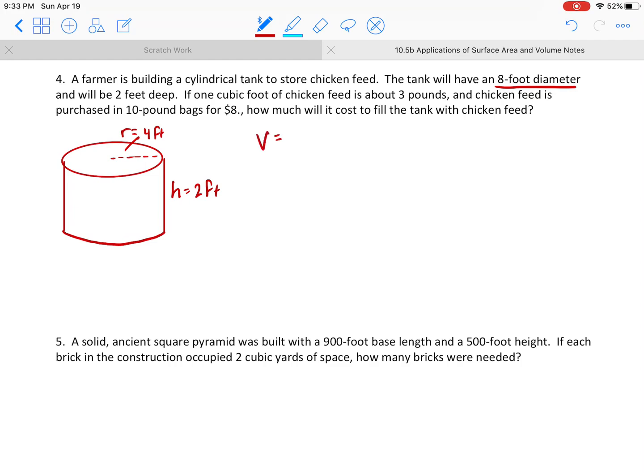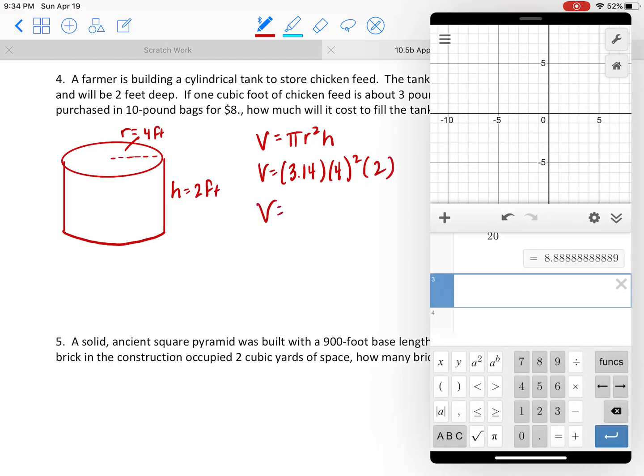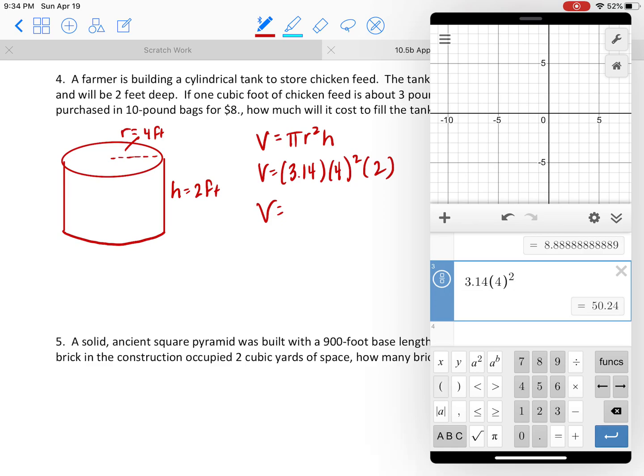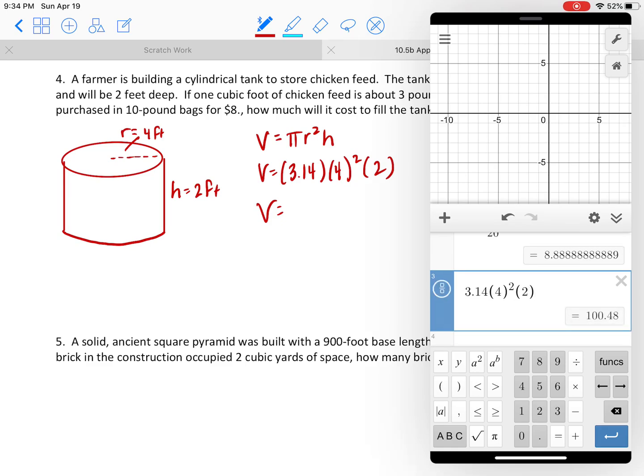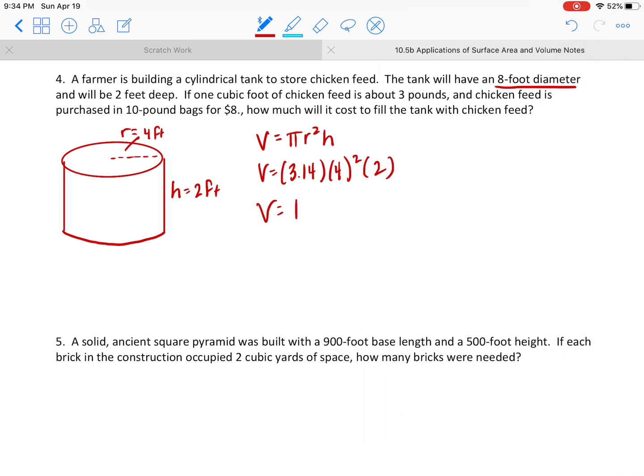So if we're trying to fill the tank, we're not covering surface area, right? We're trying to fill up all the space inside the tank. Let's figure out what the volume of that tank is. So volume for a cylinder is pi times radius squared times height. So in this case, 3.14 times the radius of 4 squared times a height of 2. That's 100.48 feet cubed of space there.